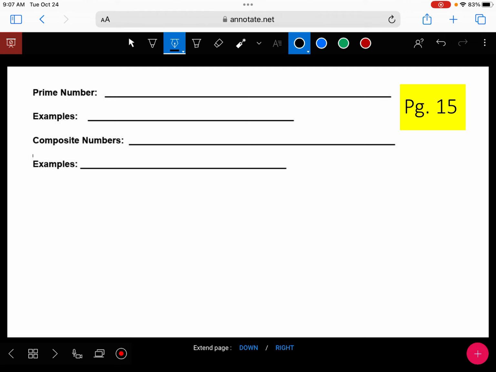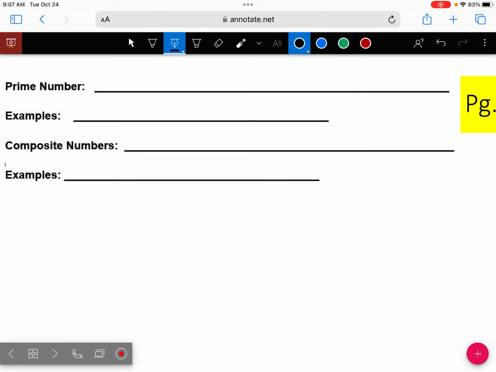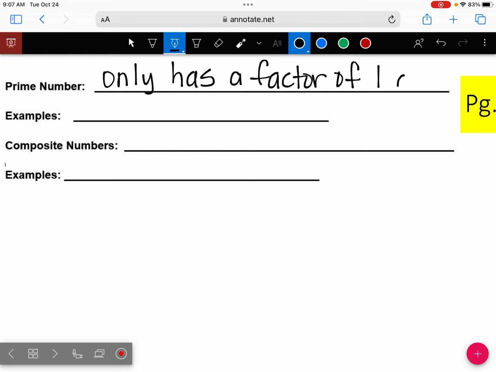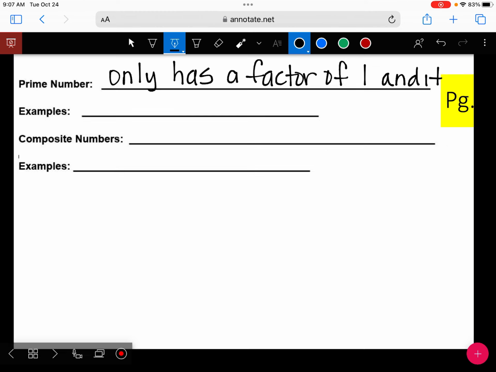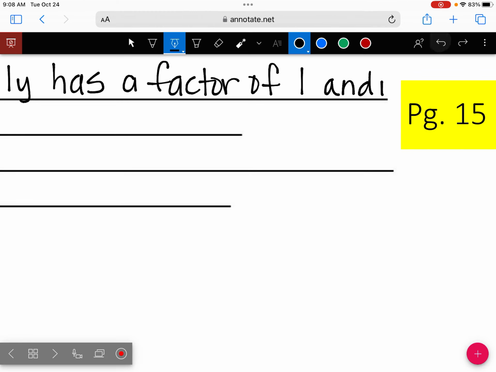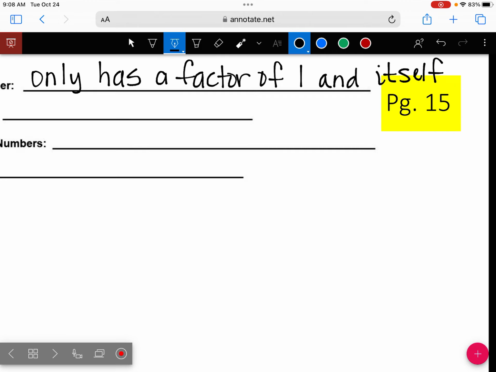a prime number is a number that only has factors. So let me not say number. So a prime number only has a factor of 1 and itself. So the only numbers that can go into a prime number would be 1 and itself.